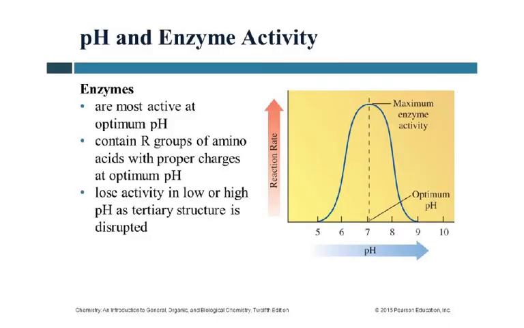Now, enzymes are most active at optimum pH because they contain R groups of amino acids with proper charges at the optimum pH, and they lose activity in low or high pH as the tertiary structure is disrupted. Because you see, protein molecules have hydrogen bonds and ionic bonds and disulfide bonds. So the ionic bonds would be affected by pH. pH is power of hydrogen. So the ionic bonds would be affected, and this would, of course, make them lose their shape. But that is reversible, because as soon as you bring the pH back to the optimum, it will start functioning as well.